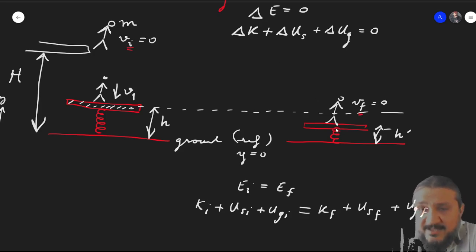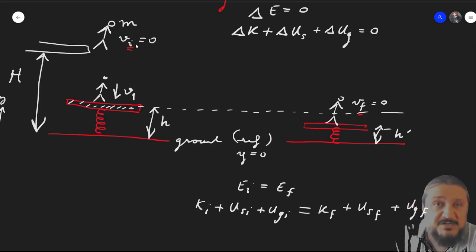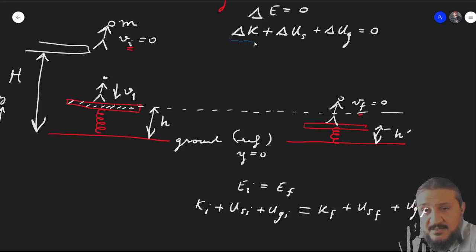Now, final kinetic energy is 0. Initial kinetic energy was 0. So the change is 0. Okay, this is nothing but 0. Nothing comes from it. That term is 0.